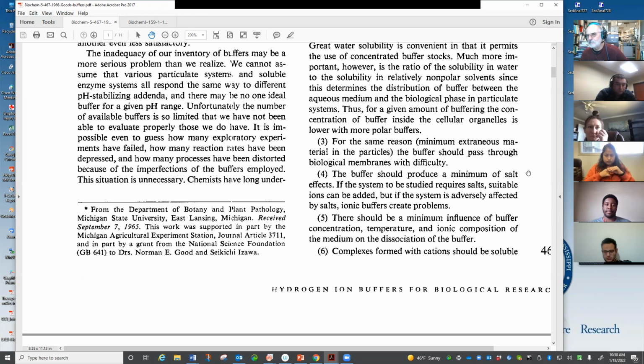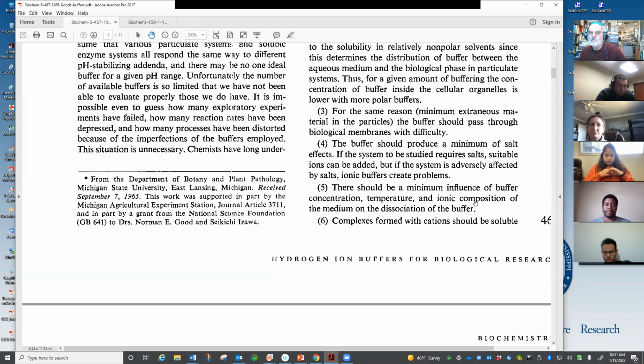This is a little bit simplistic because usually buffers change their charge. Okay, they change their charge when they get deprotonated or protonated. And so it's one form or the other that can't cross a membrane. Okay. So that's one of the features that we're going to be looking for.